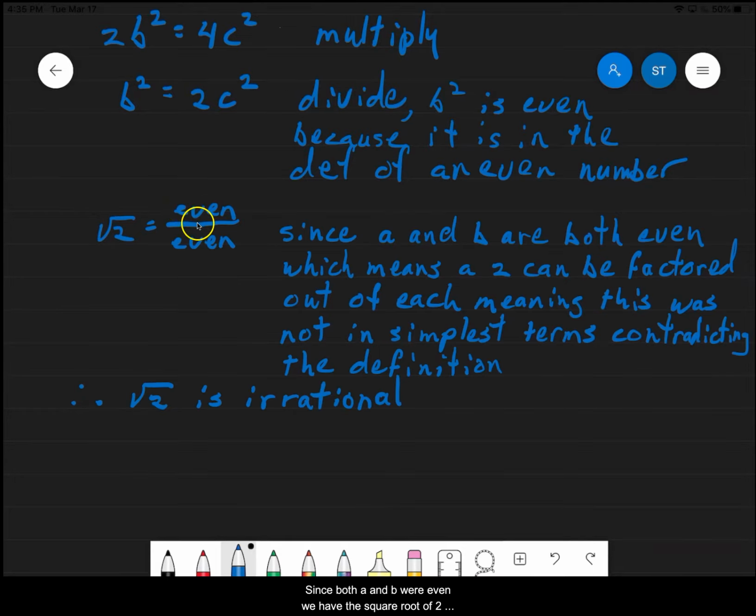Since both a and b were even, we have the square root of 2 is equal to an even number over an even number. Since a and b are both even, that means that 2 can be factored out of each, meaning that this was not in simplest terms, contradicting the definition. Therefore, the square root of 2 is irrational.